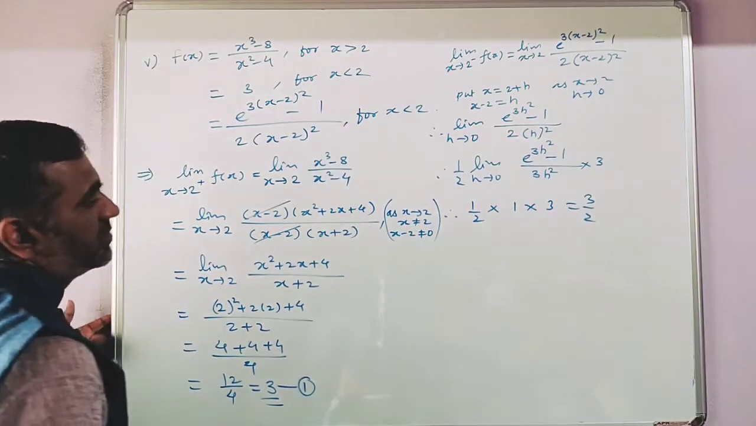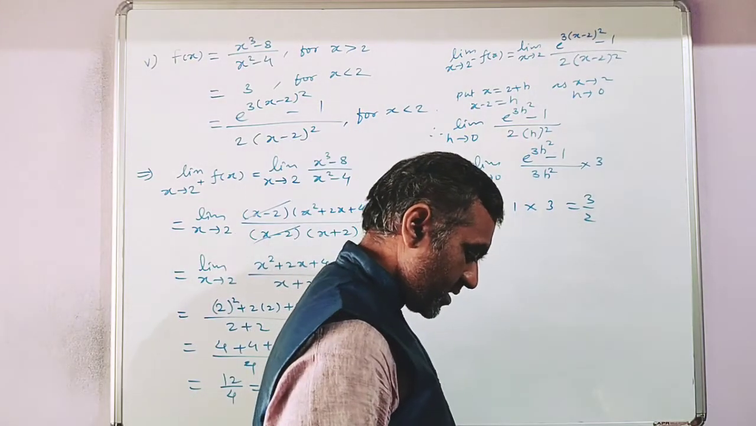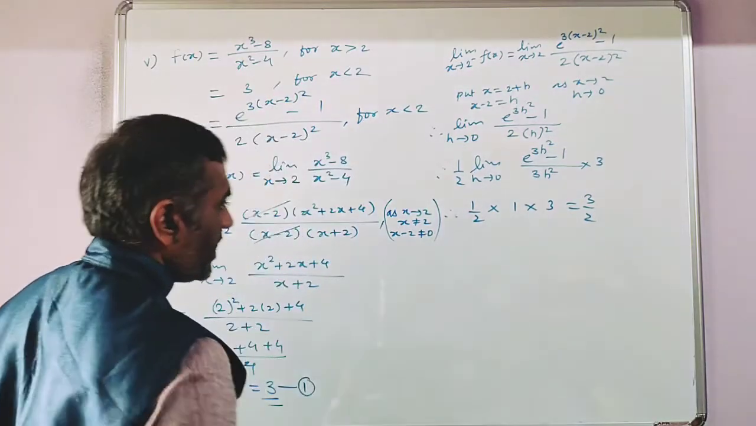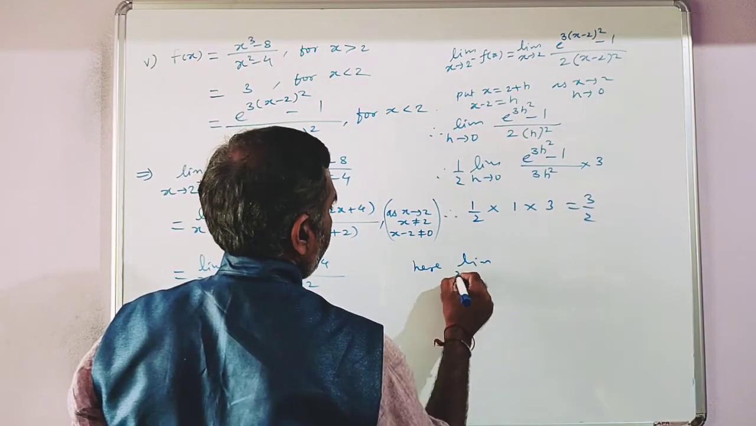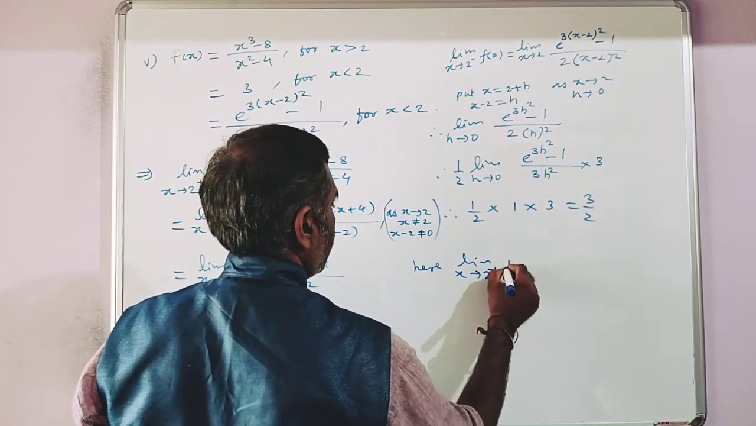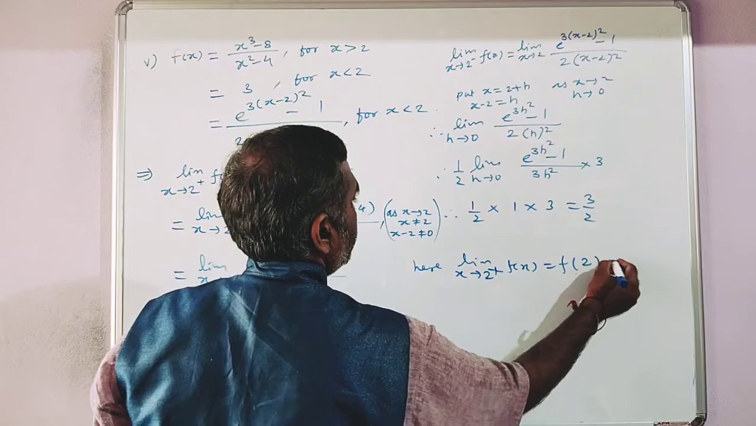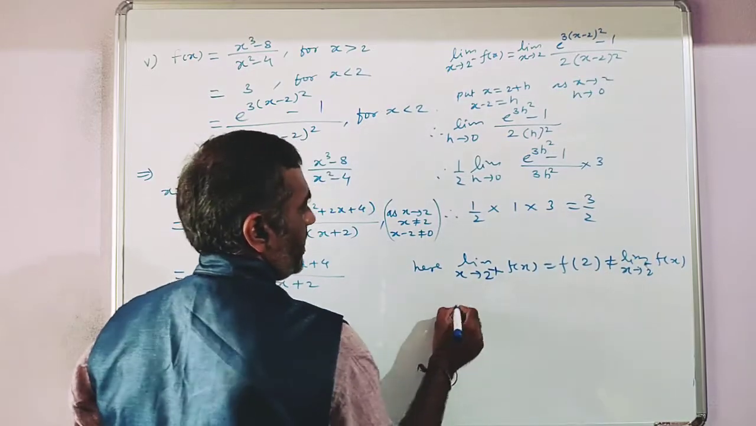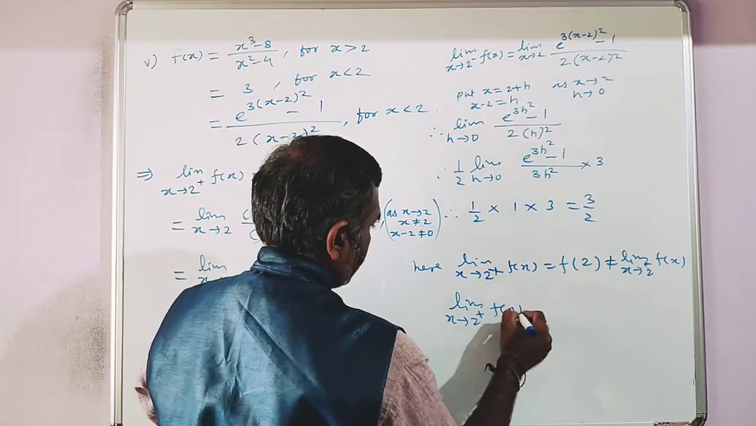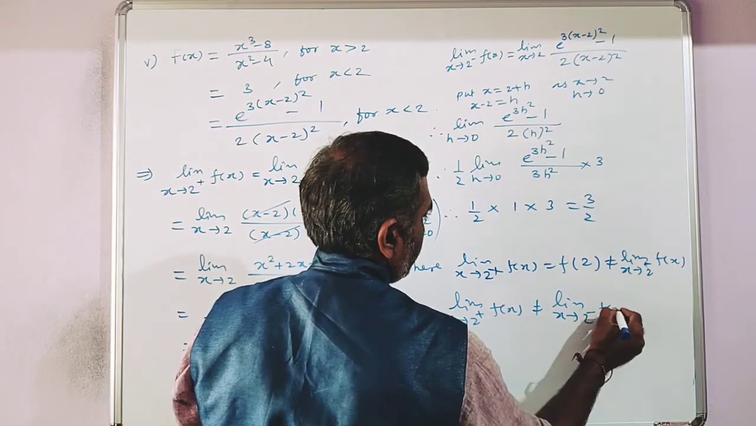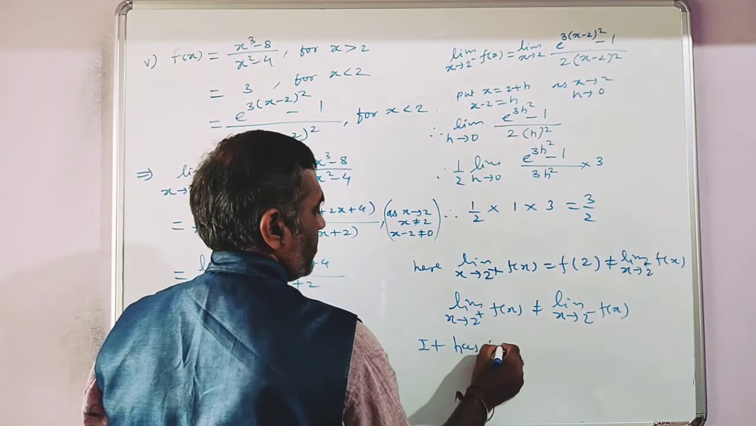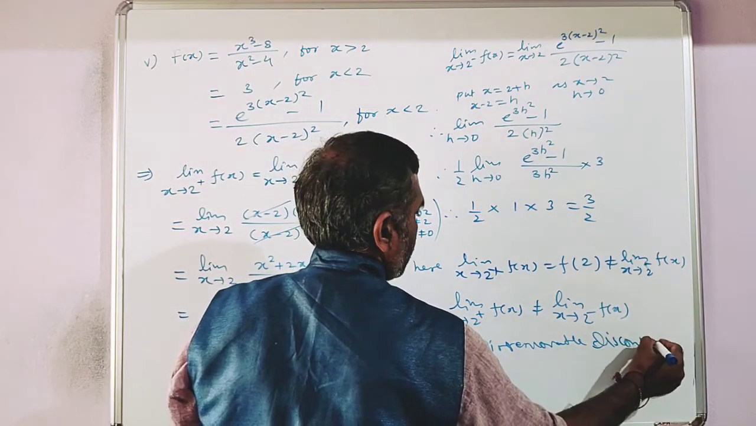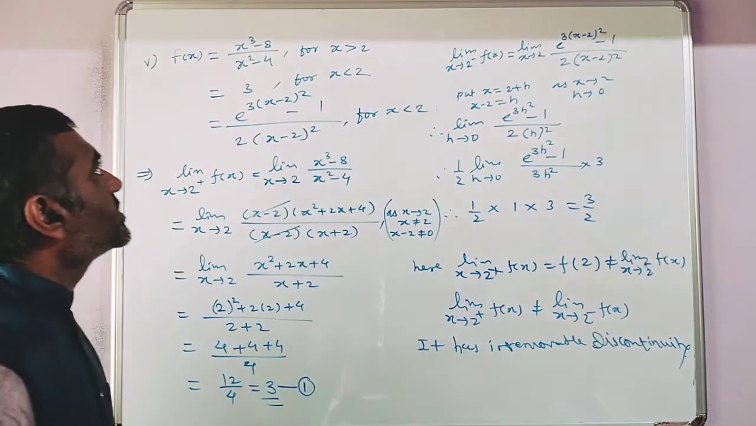What will our answer be? What has the question asked us? Is it removable or irremovable? Now the most important thing is that they are not equal here. Here limit as x tends to 2 plus f of x, which is equal to f of 2, which is not equal to limit as x tends to 2 minus f of x. Means here we can write down limit as x tends to 2 plus f of x is not equal to limit as x tends to 2 minus f of x. Therefore it has irremovable discontinuity. It has irremovable discontinuity. Clear?